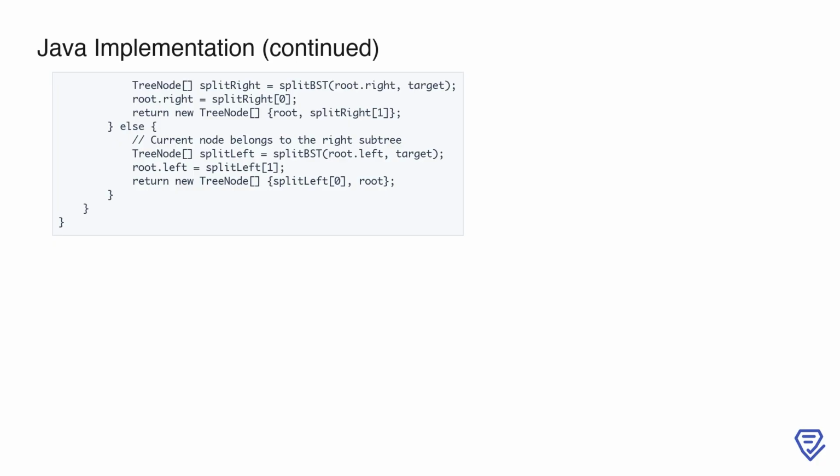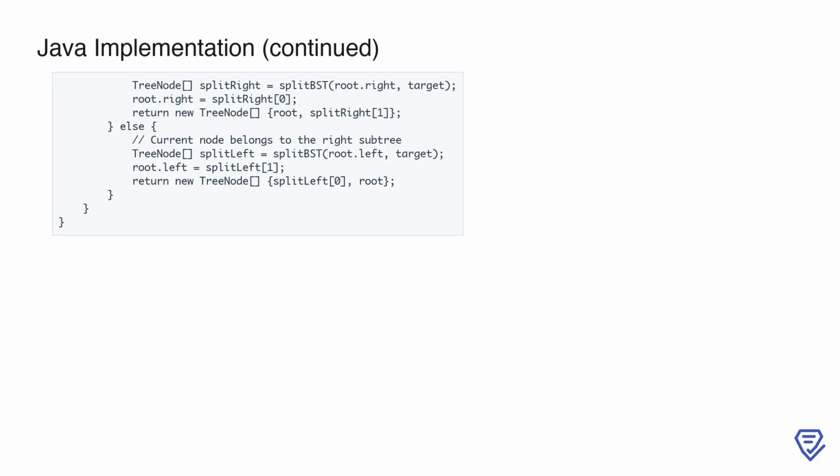We then update the right child of the current node to be the first subtree from splitRight, effectively connecting the appropriate portion of the right subtree to the current node. Finally, we return an array with the current root as the left subtree and the second subtree from splitRight as the right subtree. On the other hand, if the value at the root is greater than the target, the current node belongs to the right subtree.